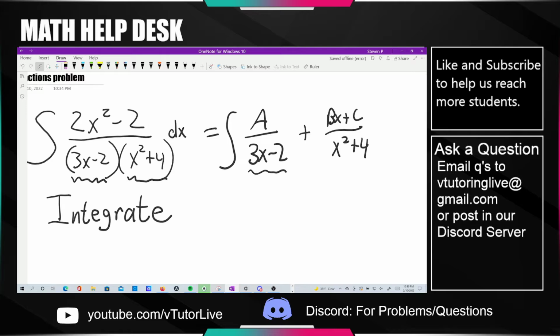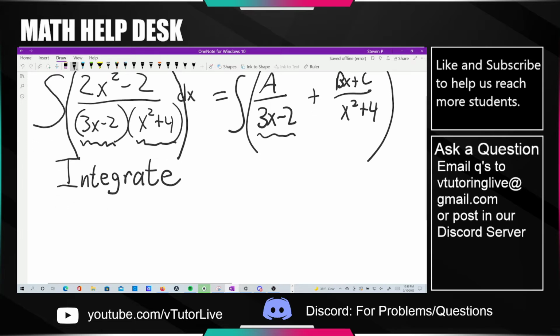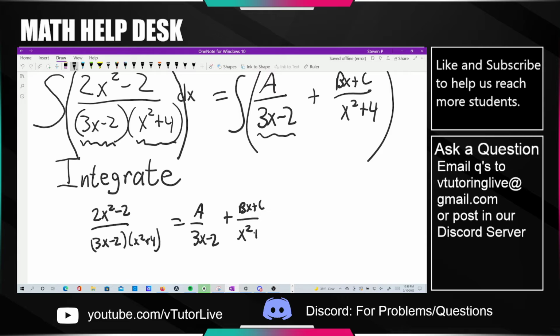The idea behind this problem is, let's equate this expression to these two terms and then try to solve for a, b, and c. Let's see what happens. So let's rewrite this: 2x squared minus 2 over 3x minus 2 times x squared plus 4 equals a over 3x minus 2 plus bx plus c over x squared plus 4.